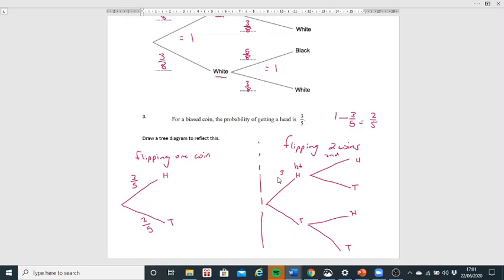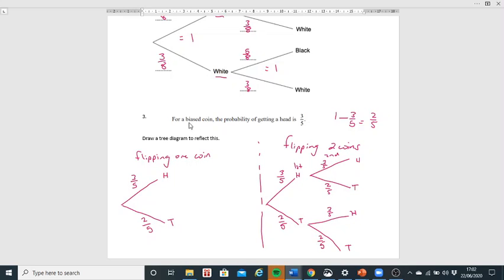So what's the probability of getting heads? Well, it was 3/5. Tails was 2/5. If I flip the same coin, this is not going to change. So it's still going to be 3/5 and 2/5 and 3/5 and 2/5. And there's my tree diagram.